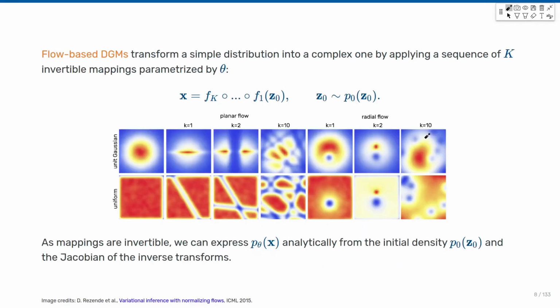Deep generative models based on normalizing flow define the model distribution by applying a sequence of invertible transformations to a very simple distribution, such as a unit Gaussian or a uniform distribution. As the transformations are invertible, we can express the probability density function of the model distribution analytically.